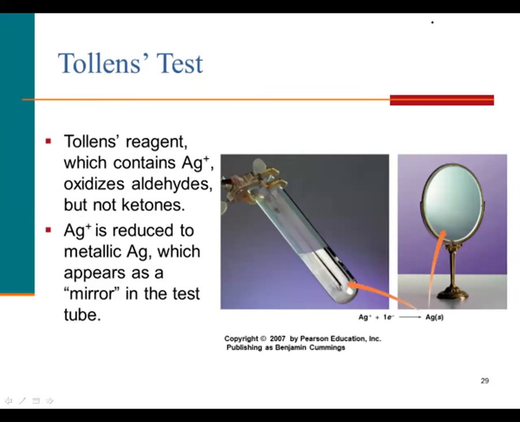This is the Tollens test. Again, the silver goes from +1 to 0, which means it gets reduced. And it makes this really silver color, which is sometimes referred to as the mirrored test. And that is what happens when you do the Tollens test.